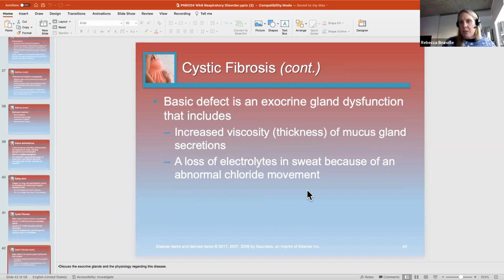So has anyone heard of cystic fibrosis? Has anyone known anyone that's had cystic fibrosis?